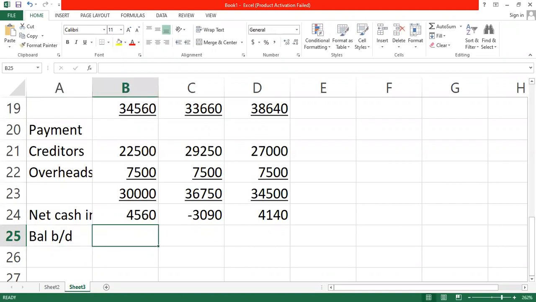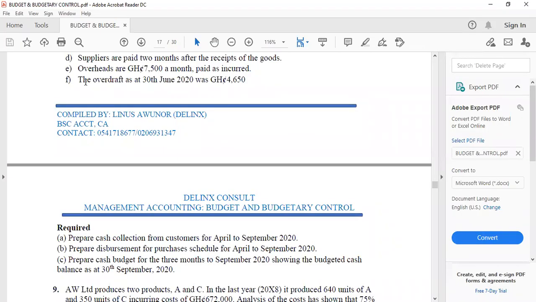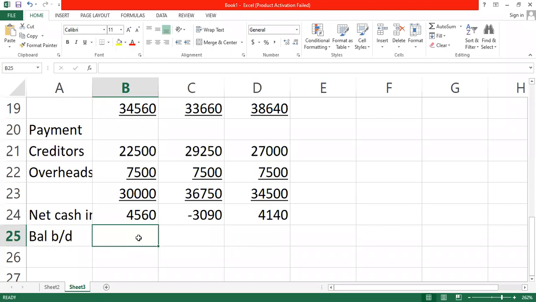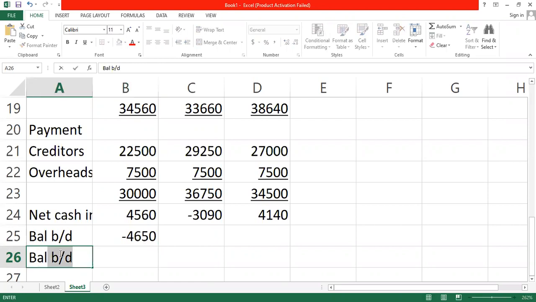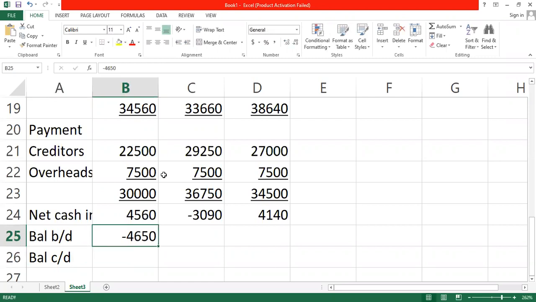What is the opening balance for the person? An overdraft of 4,650. This is the closing balance for June, which will become the opening balance for July. Overdraft will be negative, right? Yes. So negative 4,650. What will be the closing balance? Balance carry down, negative 90.